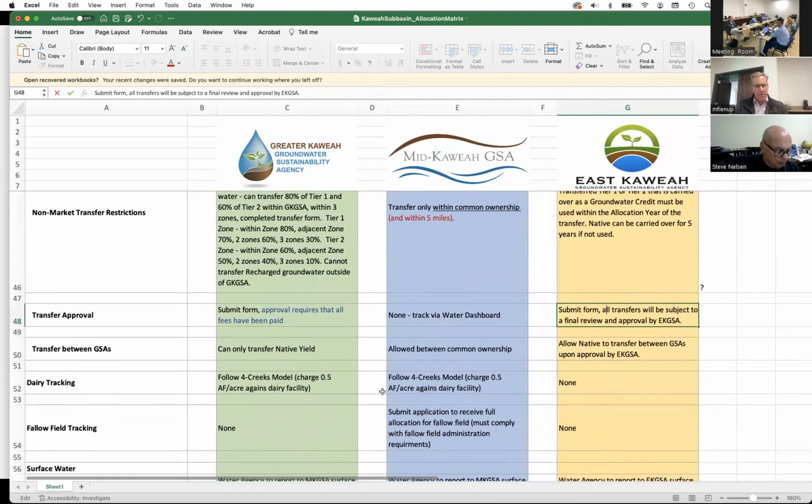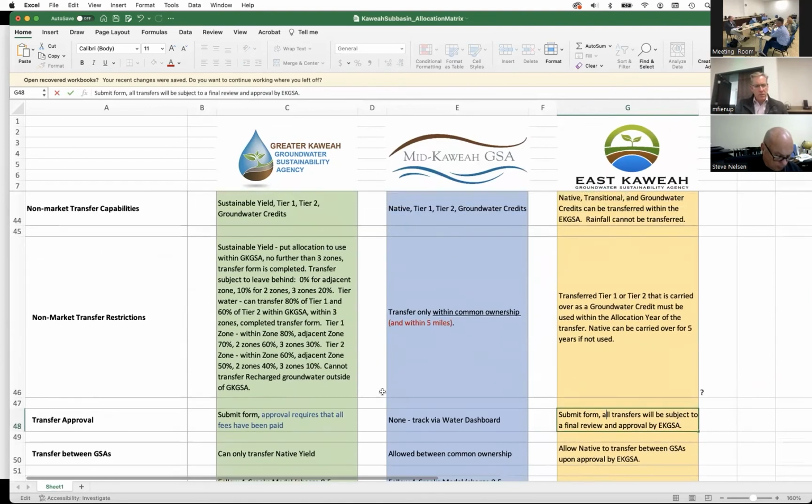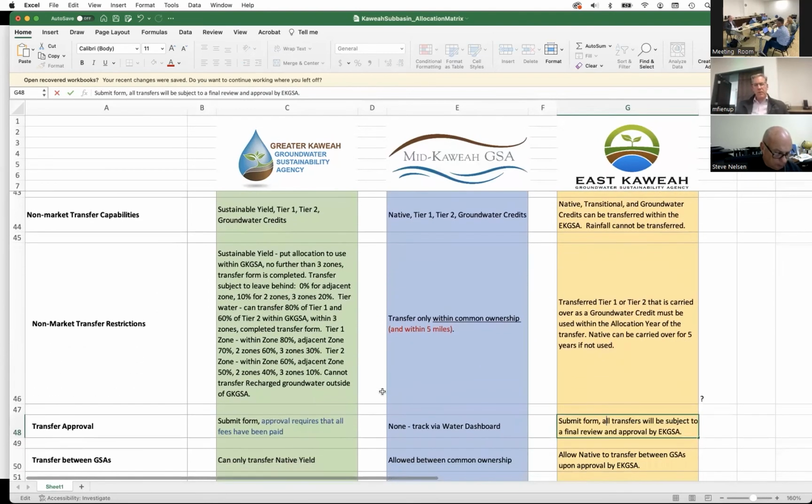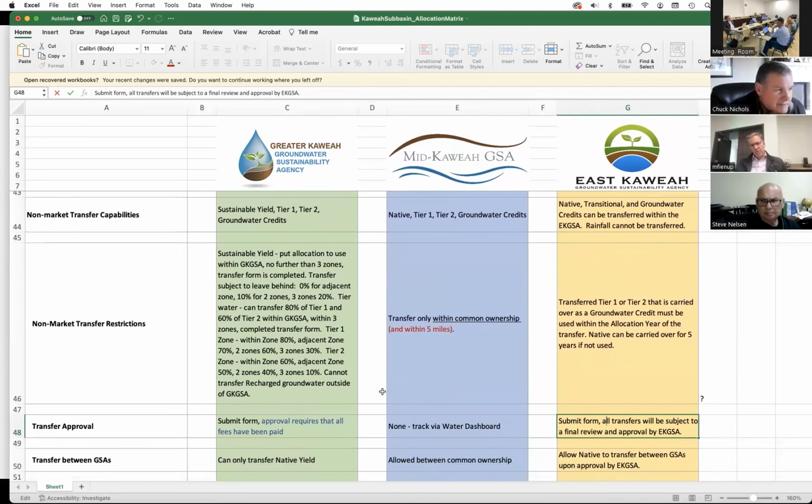All right. Chuck, you have your hand up? Yeah, I guess I have a general comment. There's farming in both Mid-Kaweah and Greater Kaweah. The characteristics in East Kaweah, the characteristics of the districts are quite a bit different. We all know that.